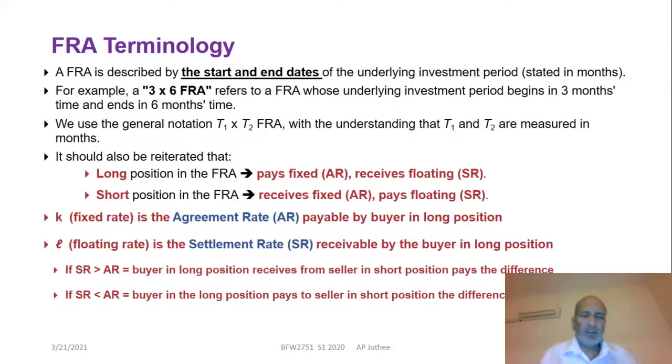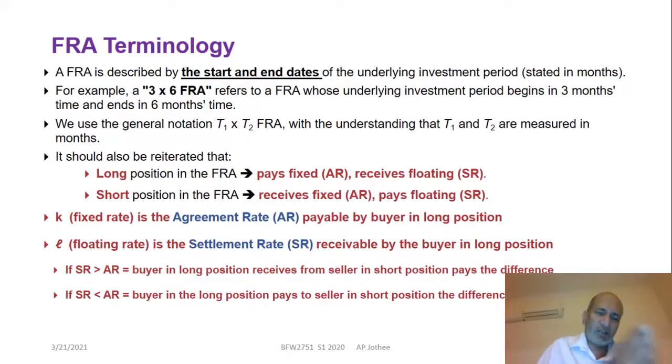Okay, FRA terminology is very, very important. Be careful about this. FRA is described by the start and end dates. I told you the conventions of the start and end, T1, T2, of the underlying investment period stated in months. For example, a 3 times 6 FRA refers to an FRA whose underlying investment will begin 3 months from now and end 3 months from there, that is 6 months from now.